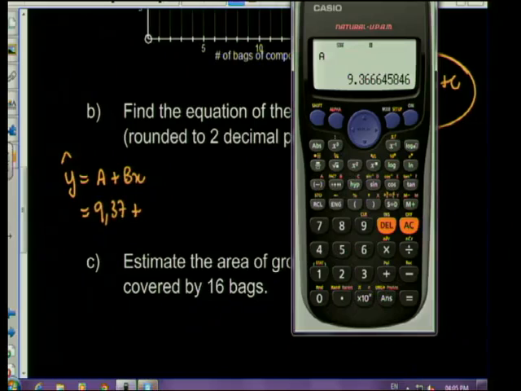Plus, then I'm going to go and work out what that B part is. So again, AC, all clear, shift, get yourself into that stat mode where you can retrieve all of your information. Go to reg, go to B, which is your gradient, press equals, and that's 1,5 to 2 decimal places, 1,52. And there is my regression line or my least squares line.